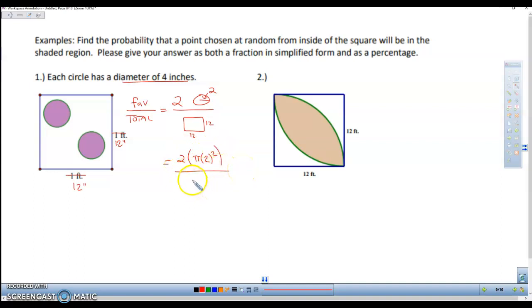divided by 12 times 12, which gives me 8 pi over 144. Now, I can simplify that because 8 and 144 have a common factor of 8. This is the same thing as pi over 18. So that is the simplified form. And now if I want that as a percentage, I'll simply divide pi by 18 on my calculator, and I get around 17.5%.